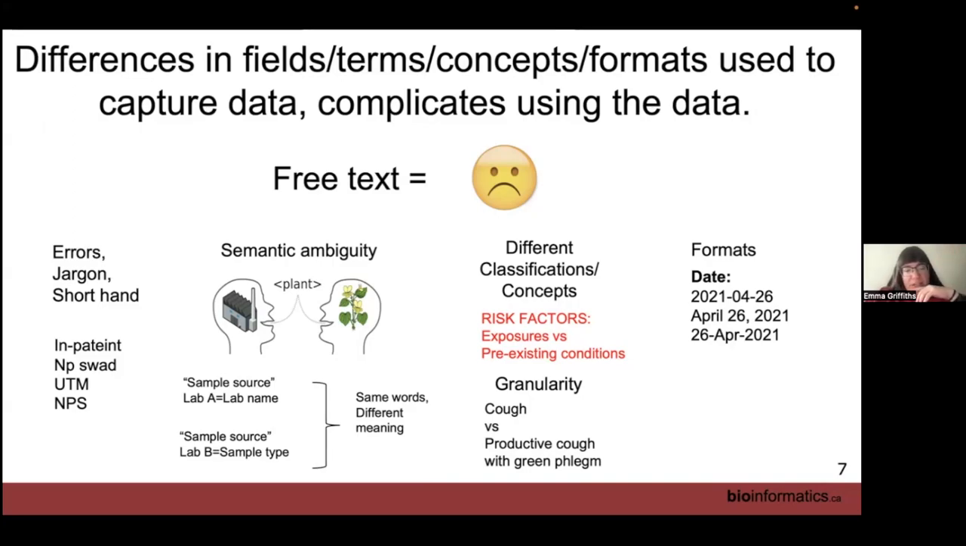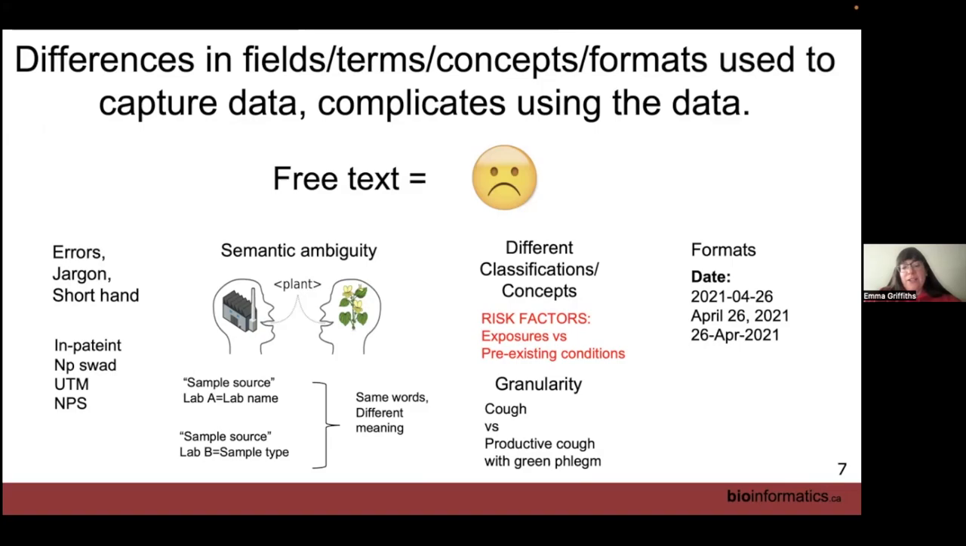One of the examples I have here is it's very difficult to understand the results of risk assessments when people are classifying risk factors in different ways. And we've seen this before. Some labs will call exposures risk factors, while other labs will consider pre-existing conditions to be risk factors. And there are other labs that use both. And so when you group information or you group pick lists differently, even for the same fields, that can make the interpretation of the data a lot more difficult.